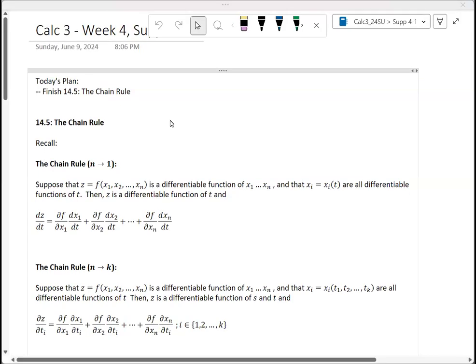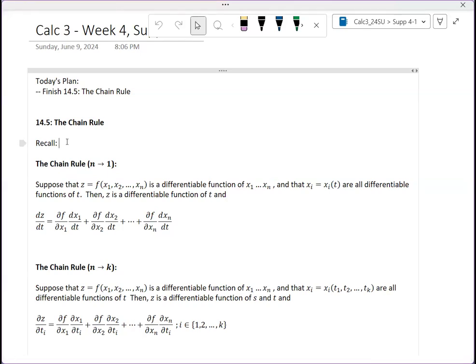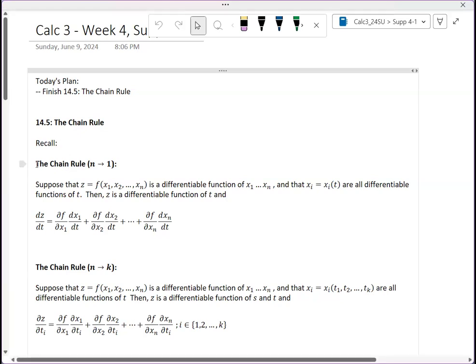Hey everybody, welcome to the first supplement for week 4 on 14.5, the chain rule, finishing up a couple of problems that we had skipped over or done part of in class. So quickly recall the chain rule here. I've written it in the more general version, the n to 1 and n to k versions.